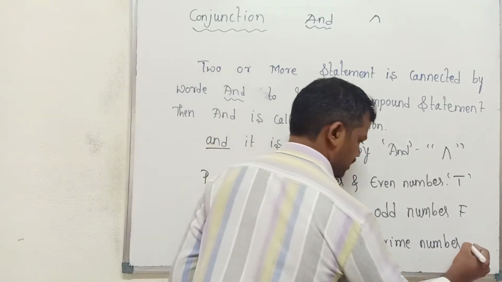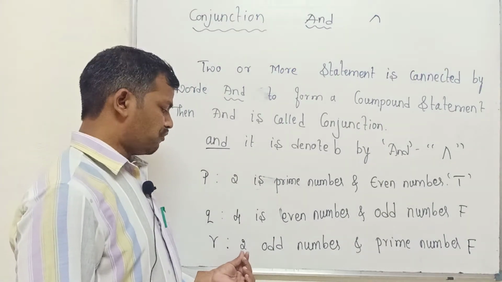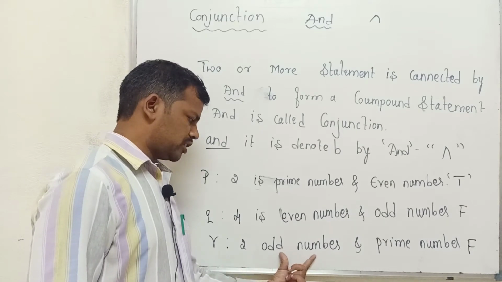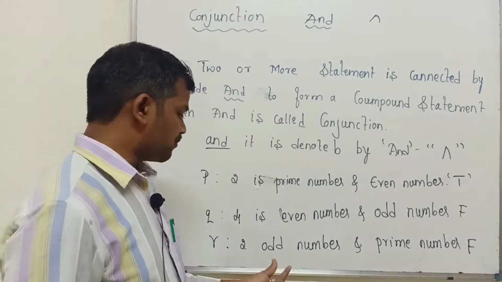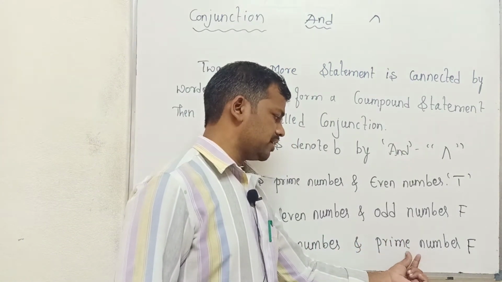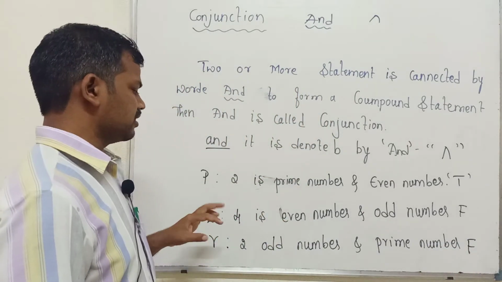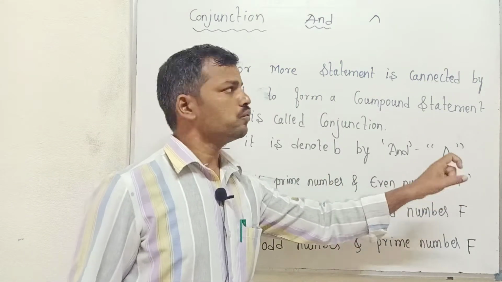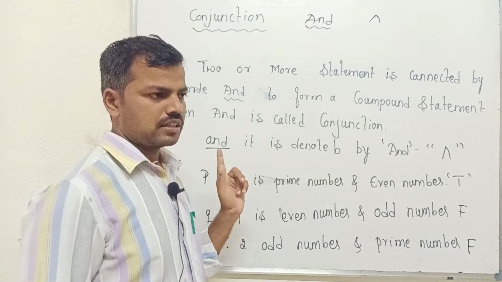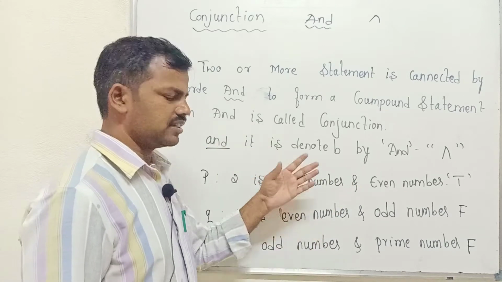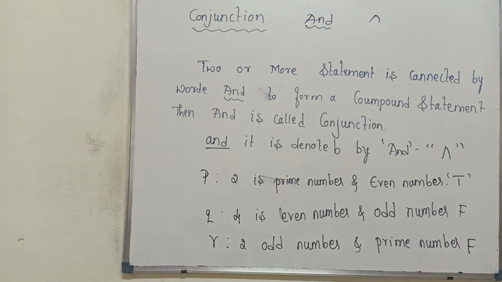Then what about the statement? It is false. From this we clarify that if P, the first component statement, is true and the second statement is false, then it is false. If the first statement is false and the second statement is true, then also it is false. From this it is clear that both components should be true for the conjunction, otherwise it is false for all remaining cases. Let me take the truth table for that.